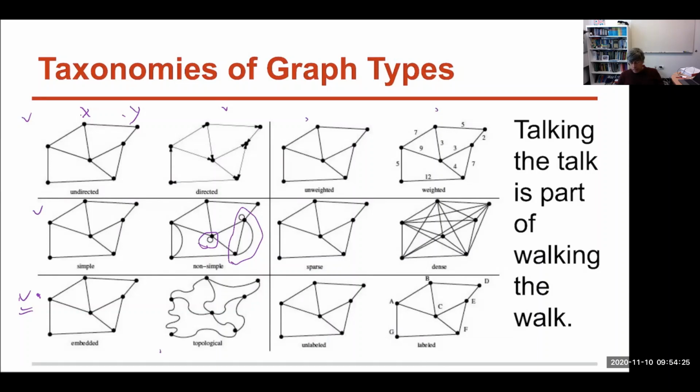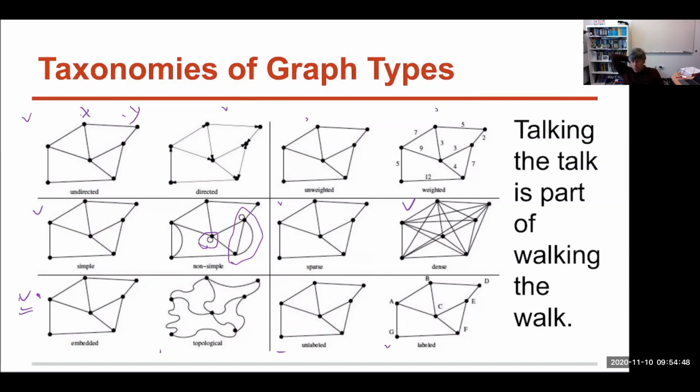Sometimes graphs are very sparse, meaning they have a linear number of edges. Sometimes they have a quadratic number of edges. And sometimes the vertices come with labels, telling you something like what class the vertex is. Sometimes they are unlabeled. Any questions?